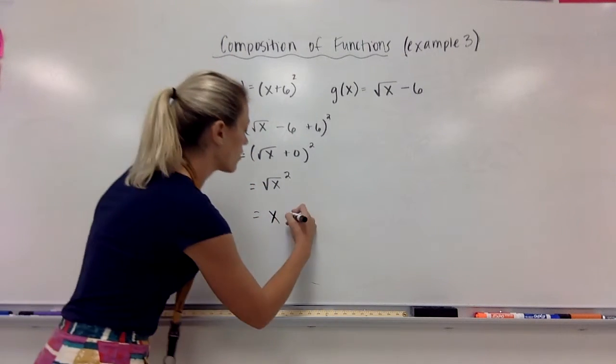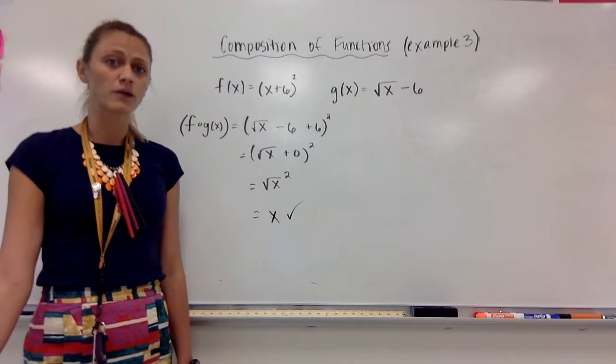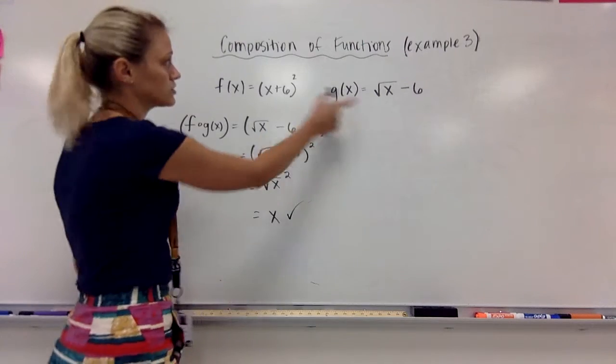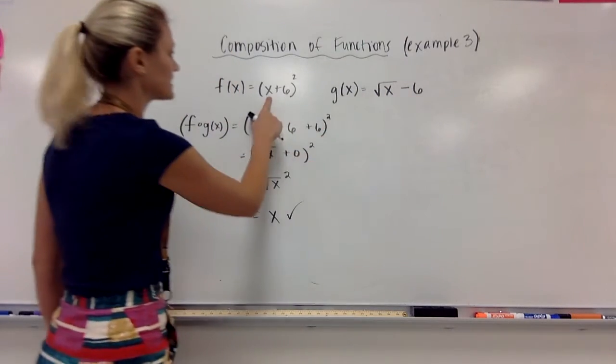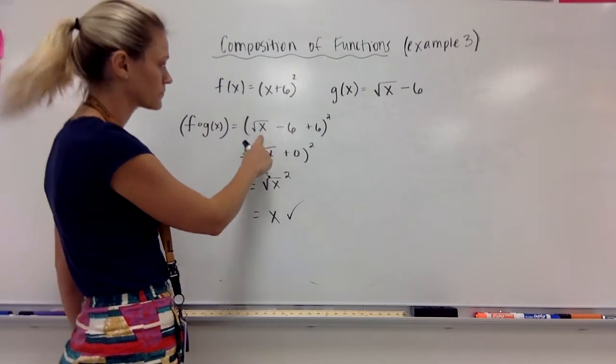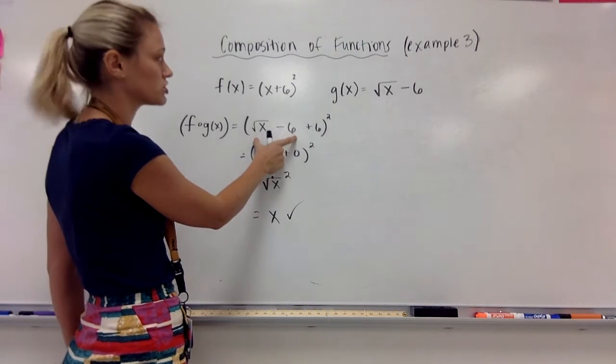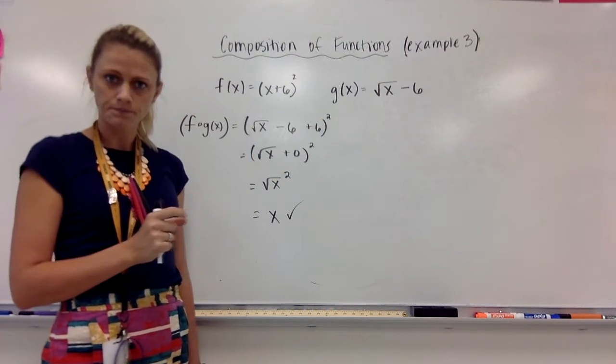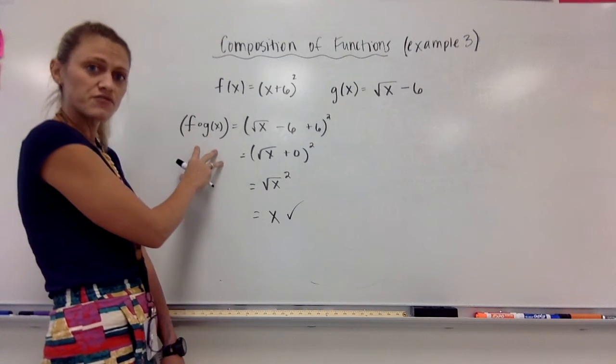So right now, it looks like these might be inverses. I ended up with just an x. I took my g of x, my square root of x minus 6, and inputted it for x. So here's my x, here's my g of x function, then I brought the rest down. These can be a little trickier because they're not linear. So we've done f of g of x.